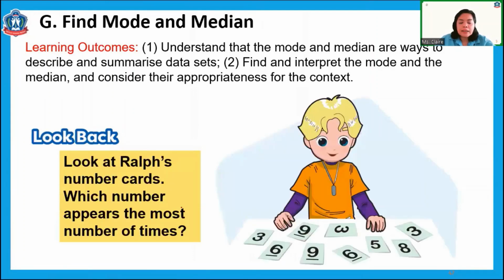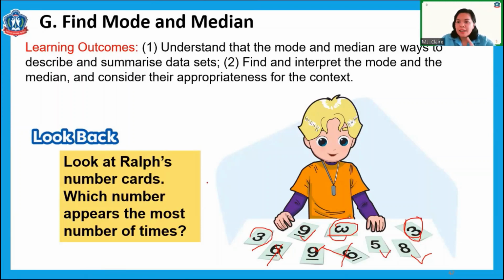Now look at these number cards of Ralph. Which number appears the most number of times? So if we check, we have 3. How many 3s? 1, 2, 3. How many 6s? 1, 2. Only 2. 9 appears only once, 5 only once, 8 only once. So which number appears the most? Yes, it's number 3.